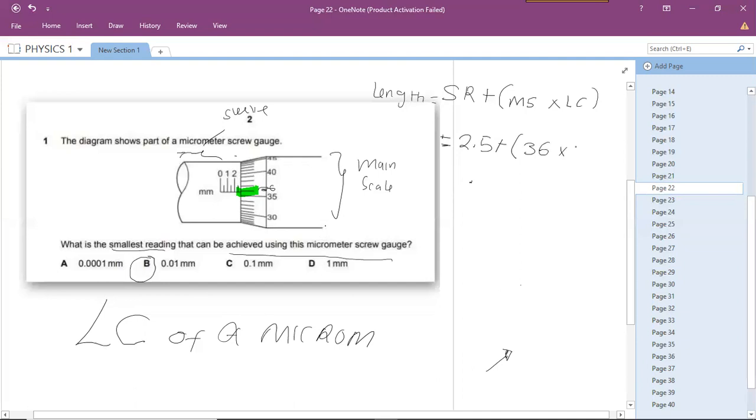Then we multiply it with our least count, which is 0.01 millimeters. We get our calculator and we say, all right, 36 multiplied by 0.01, it's 0.36. So that would be 2.5 plus 0.36. We add them together, plus 2.5. Our answer will be 2.86 millimeters as the reading on our micrometer screw gauge.